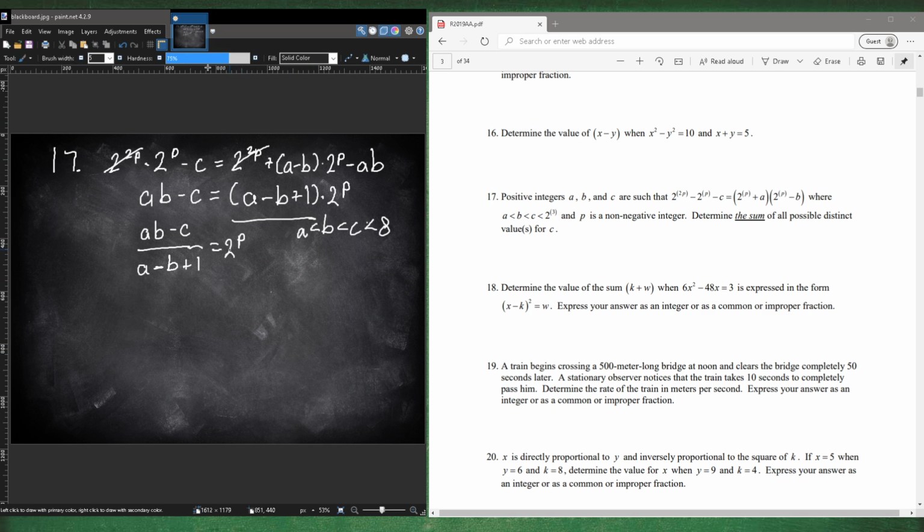So that's when 2 to the P is equal to even. So 7, 6, and 5. So we know those work for C. So if 2 to the P is not even and it's odd, then it's just 2 to the 0. That's 1. So that means AB minus C equals 1 over A minus B plus C. A minus B plus 1, I mean, equals 1.